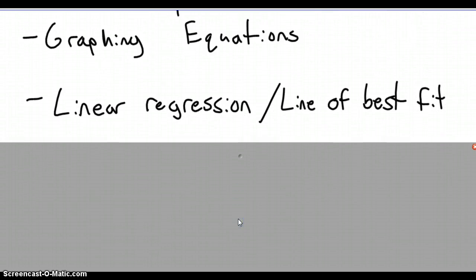We'll see some linear regression and line of best fit questions on there, maybe where we have to talk about if the line is positively or negatively correlated. Maybe it gives us some information and we have to be able to write a line of best fit for it. Things like that, maybe match a line of best fit up with a picture and talk about whatever pattern we see in the data.